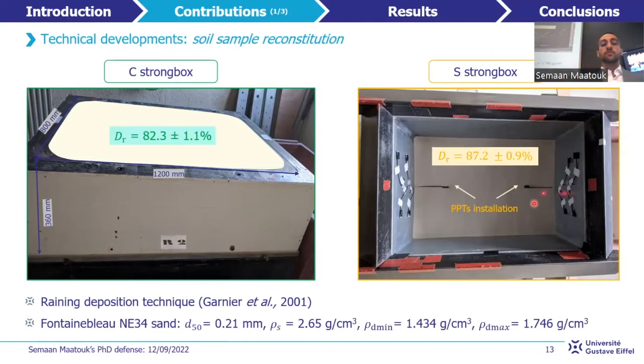A Fontainebleau sand of an average grain size of 0.21 millimeter is used in the study, and a relative density of 82 and 87% is obtained respectively for the strongbox C and S, based on several calibrated boxes implemented close to the base of the monopile.